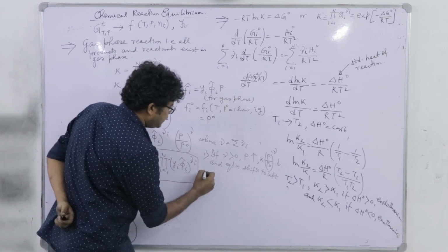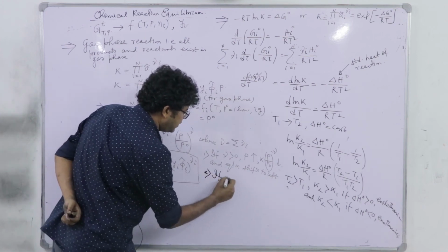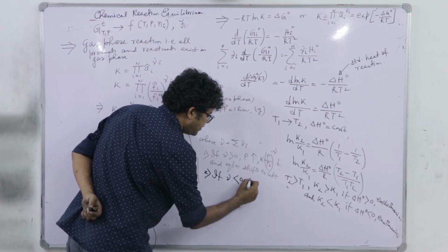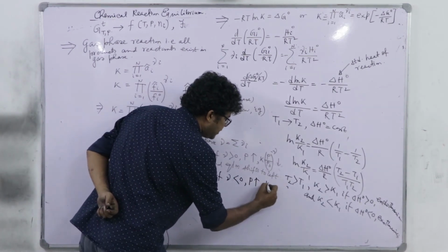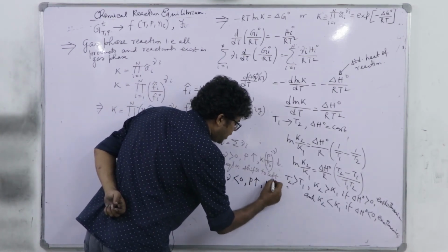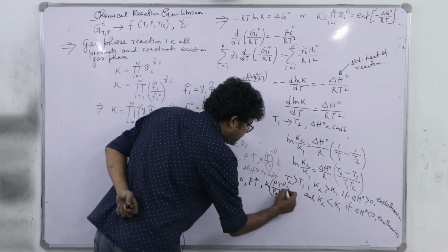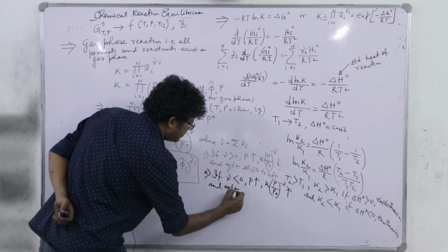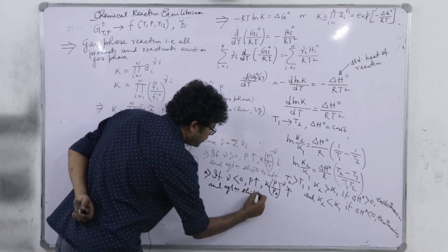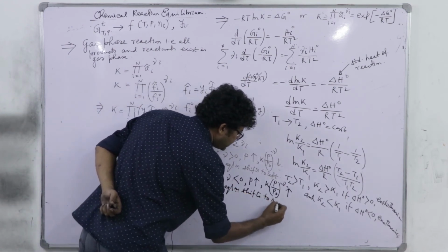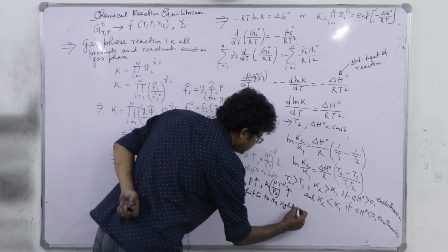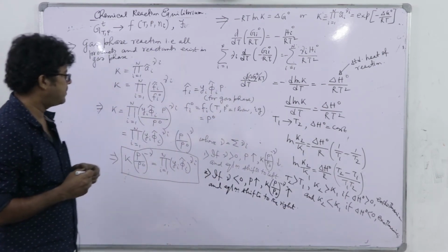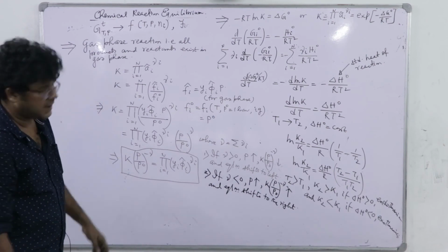And second, if nu is negative, with the increase of P, this K into P by P naught to the power minus nu also increases and equilibrium shifts to the right. That means the product yield increases. So that's about the gas phase reaction.